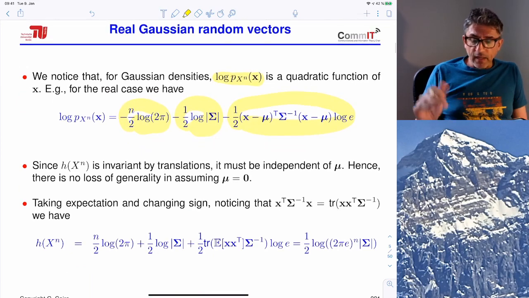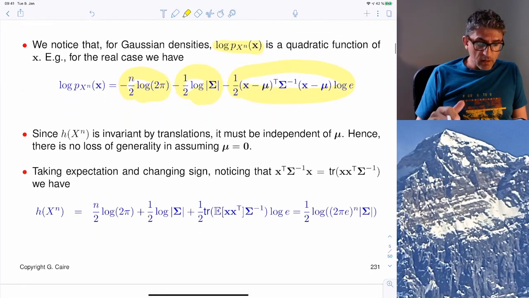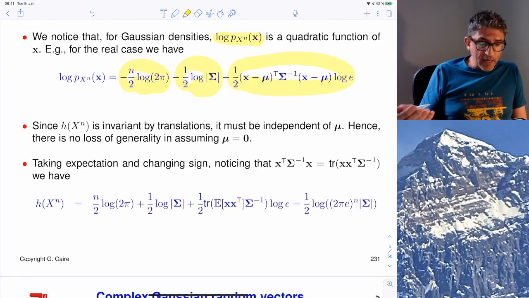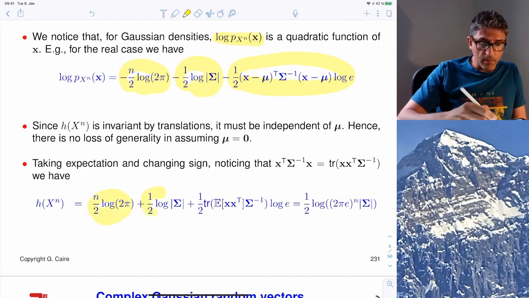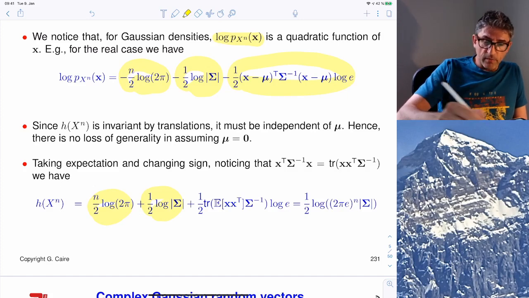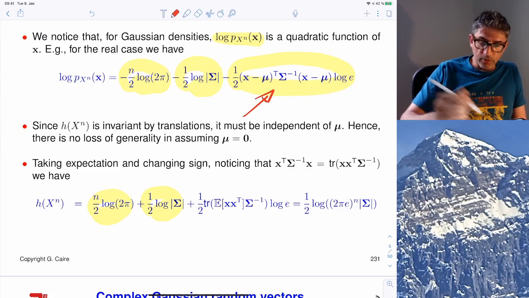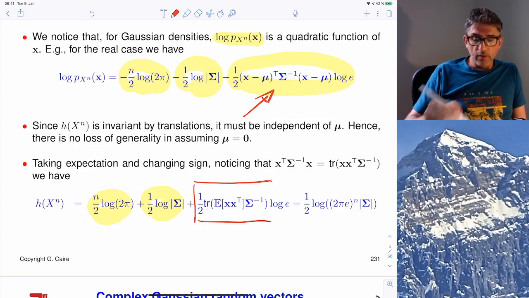Then when we take the expectation with respect to the variable x, all the constants remain the same. So we have minus the first term, minus the second term, and then we have the expectation of this term. Let me show you how to compute the expectation of this term once and for all, because you have to learn it.